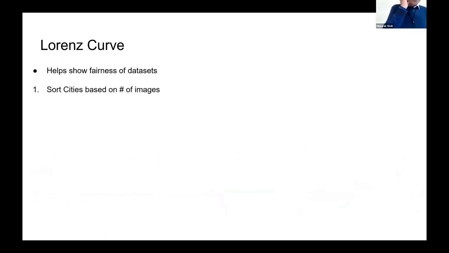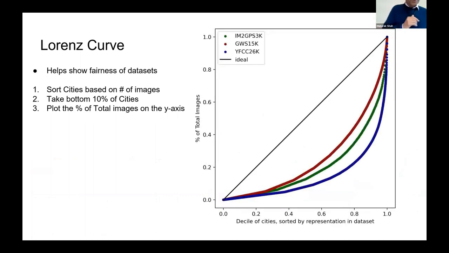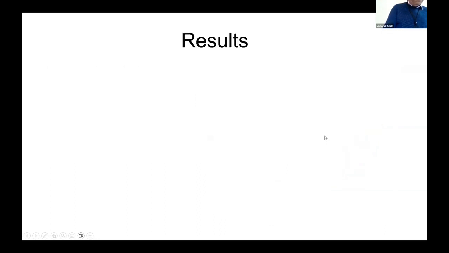Okay, so one thing is, in order to have a fair data set, we sorted the cities based on number of images. Then we took the bottom 10% of cities and plotted the percent of total images on the y-axis. And that is the Lorenz curve. So here is this 10% representation for a certain data set, and it's a percent of images. Ideally, to be fair, you want it to be diagonal. This is our data set, and these are the other data sets. So I think we are getting close to this. Still, we have a long way to go.